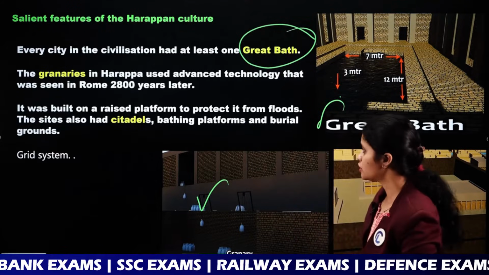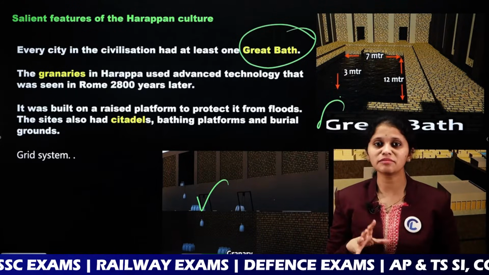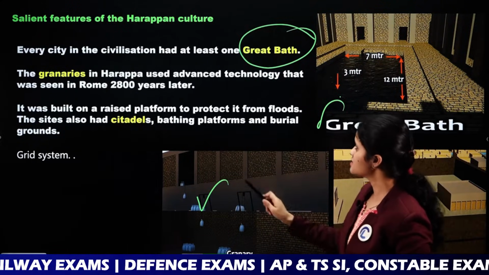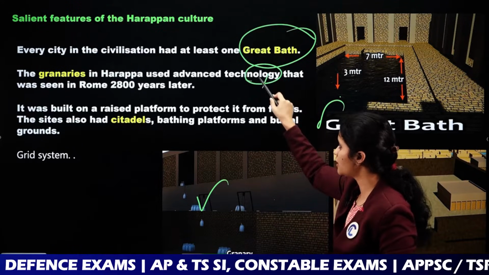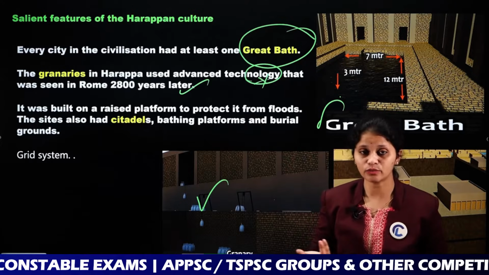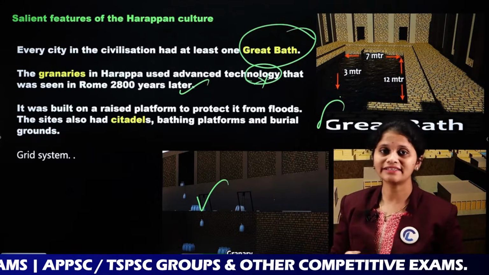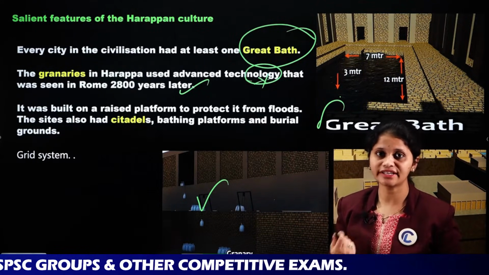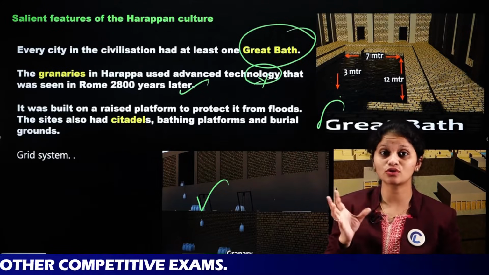And then moving to the concept of the granary. What is meant by this granary actually? This is advanced technology. This was seen in Rome 2800 years later. It was seen even in Rome also. But the granary followed in Harappan culture was used to store the grains.